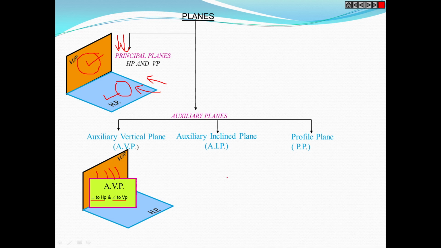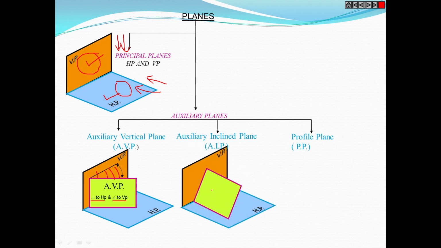Now the second plane, the auxiliary inclined plane. We have the vertical plane, the horizontal plane, and this is the auxiliary inclined plane. This plane is perpendicular to the vertical plane. This angle is 90 degrees, but the plane is inclined to the horizontal plane. So we are getting two conditions. The auxiliary plane may be perpendicular to the horizontal plane or perpendicular to the vertical plane, and inclined to the other plane, and vice versa.